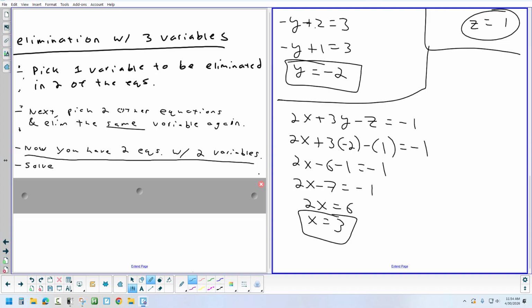So solving a system with 3 variables, it's not really harder, it's longer. It's the same thing, elimination, but you got to do it many more times.